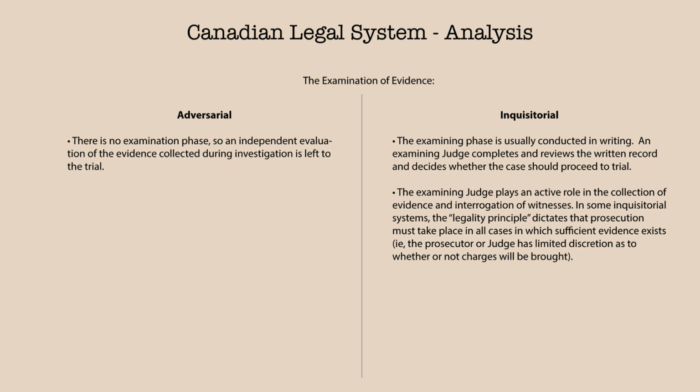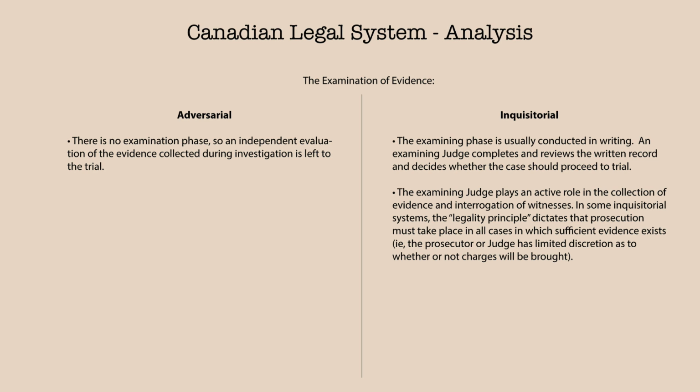So let's examine how we handle the examination of evidence in Canada in our justice system after arrest and before trial. So according to the adversarial system, there would be no examination phase. In Canada, we call this the preliminary inquiry. The preliminary inquiry is a hearing which functions much like a trial, except it is held for the purpose of examining the evidence and determining if the case is fit for trial, if the evidence is sufficient for trial. Well, that sounds a lot like the inquisitorial system, doesn't it?